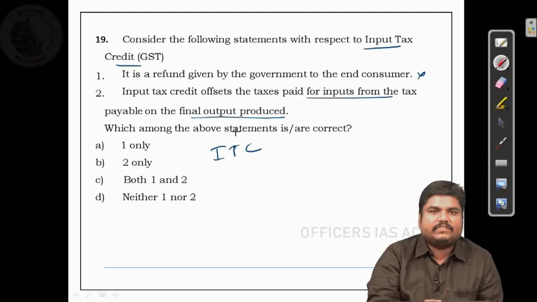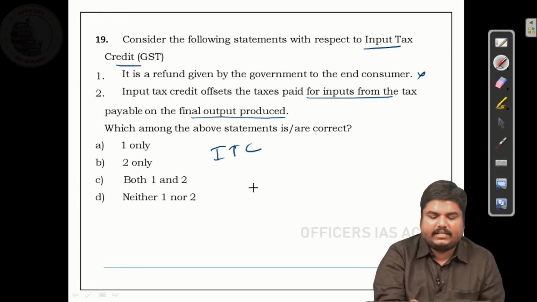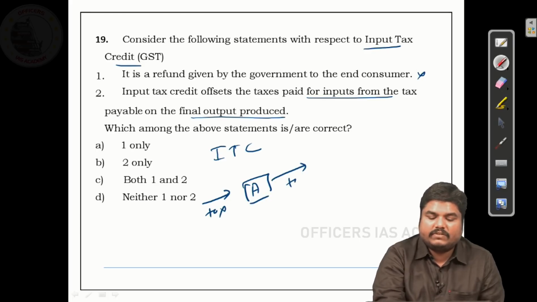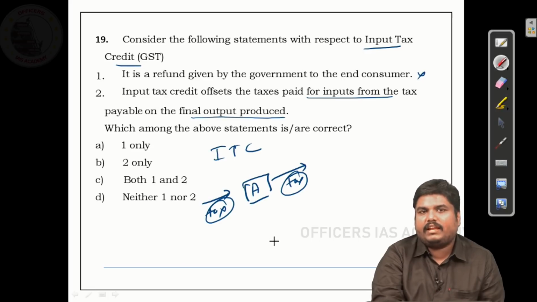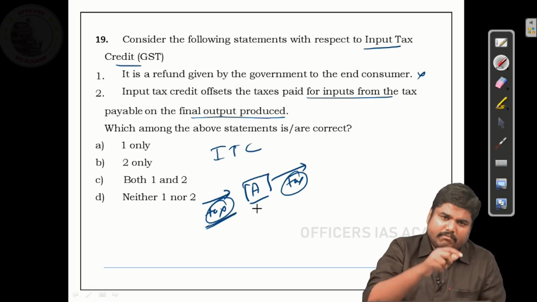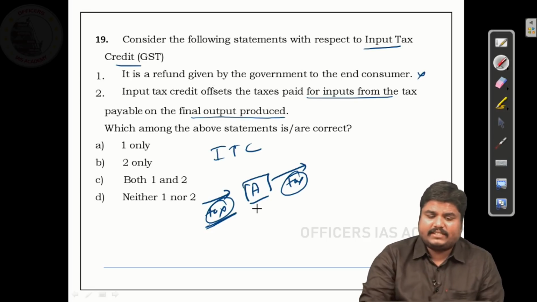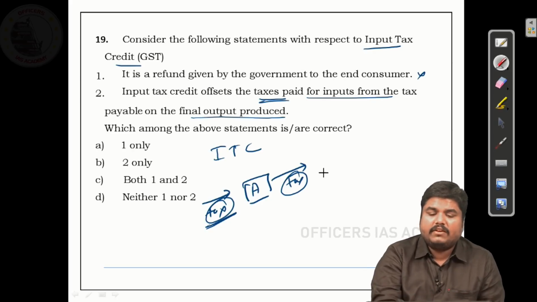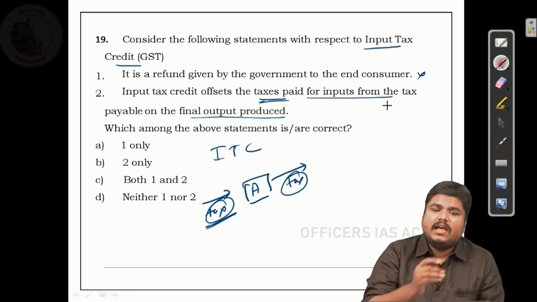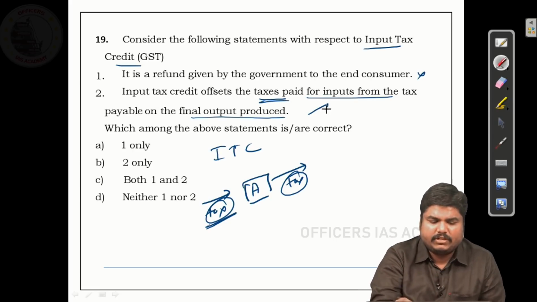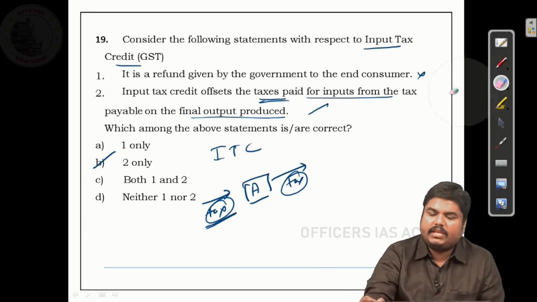So, a business firm is paying tax for a product, let us say a business firm A purchases a product for which he is paying a tax, and he is selling this product for which tax is also being paid. For the same product, there is two taxation. So, in this case, the government is going to refund the tax which he paid during the input stage. That is why it is called input tax credit. So, that tax credit offsets the tax paid for the inputs from the tax payable on the final output product. So, statement 2 is correct, statement 1 is wrong, so the answer is going to be B, 2 only.